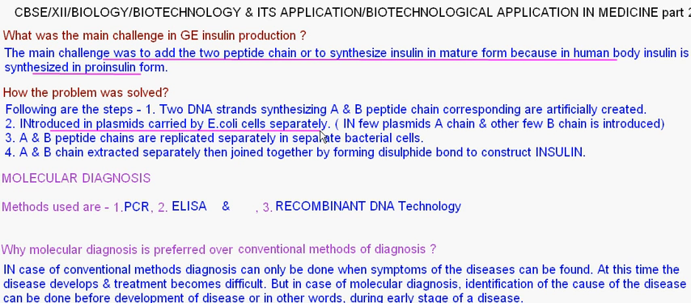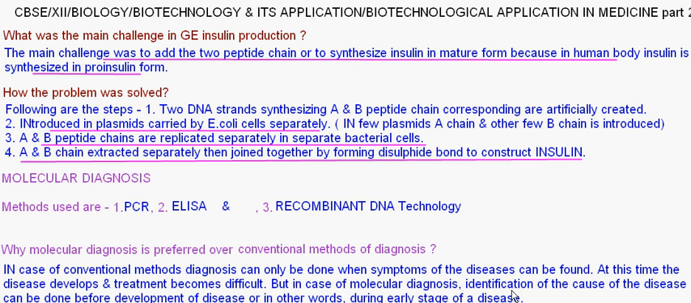Then replication of the E. coli cells took place, and A and B chain along with the bacterial cells replicated or multiplied. The amount increased in separate bacterial cells. Then A and B chain are extracted separately. Then they are joined together by forming disulfide bond to construct insulin. The last step is done in vitro, that is in laboratory. It did not occur inside human being or inside E. coli cells.